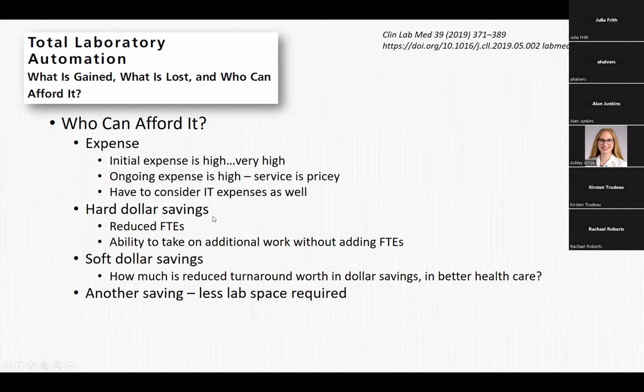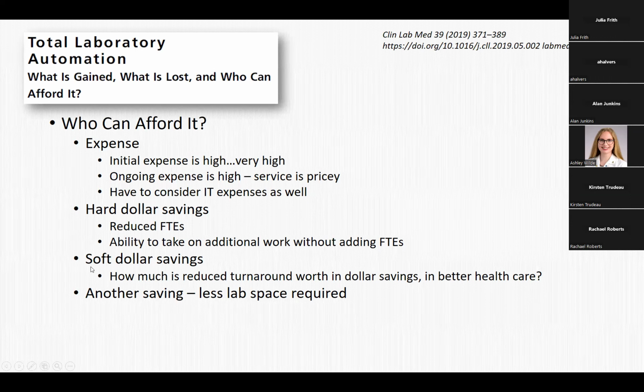So what are you going to save? We've already talked about hard dollar savings as far as labor. Where you're going to save quantifiable amounts of money is going to be less labor or the ability to take on additional work without having to add FTEs. But that's not going to cover the whole expense. We don't pay our techs that much. So it's not going to cover the full cost of the instrument.